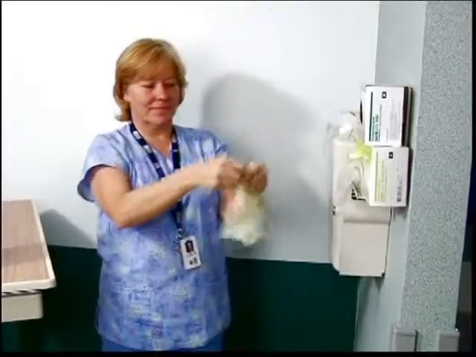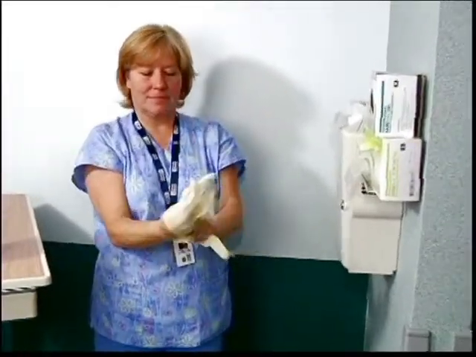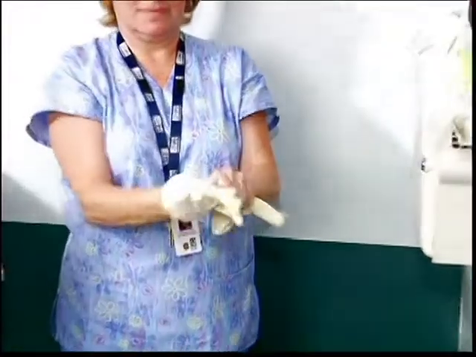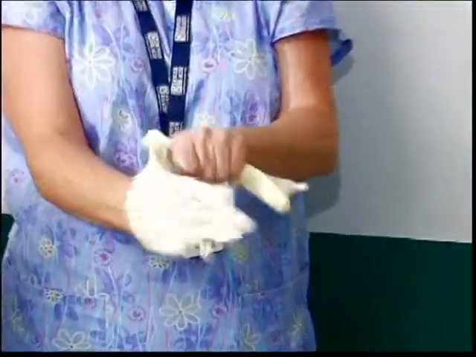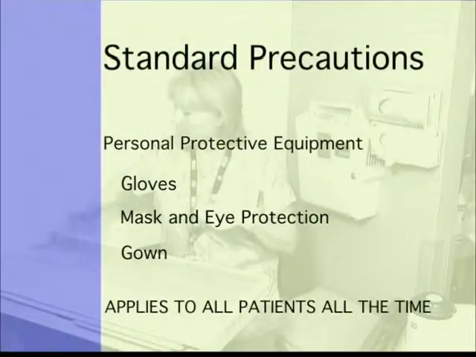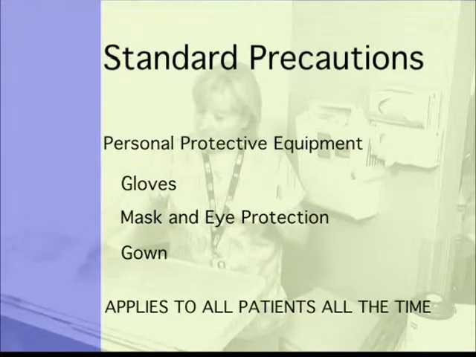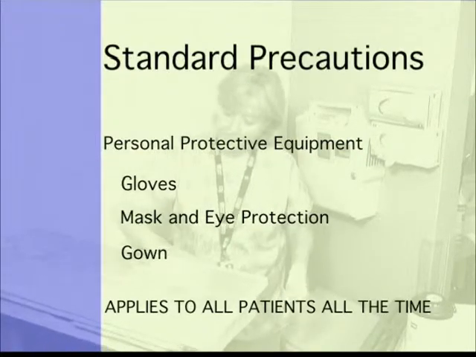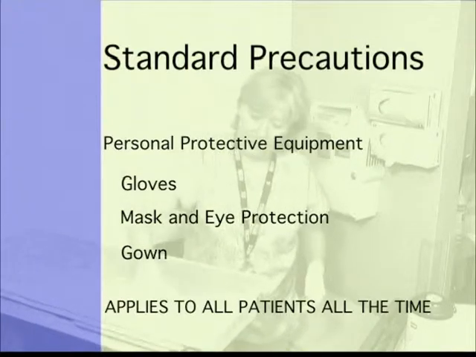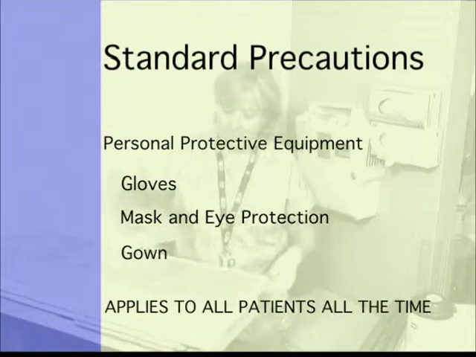Using personal protective equipment when you anticipate potential contact with blood or body fluids is another effective means to preventing the spread of infection. This strategy is known as standard precautions and is applied to all patients all the time. Standard precautions are designed to reduce the risk of transmission of microorganisms from both recognized and unrecognized sources of infection.